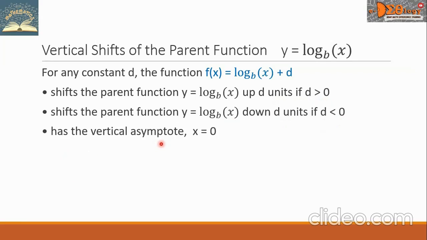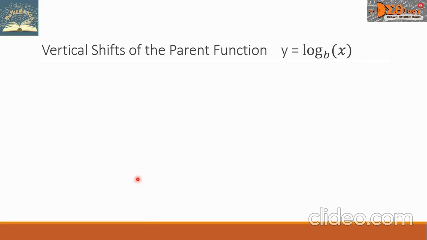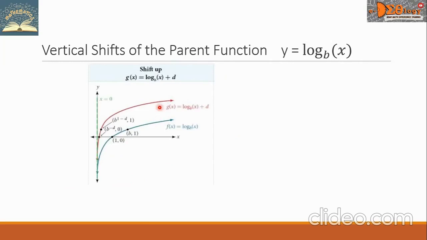The vertical asymptote is x equals 0, or we say that the y-axis itself is the vertical asymptote. The domain has the interval from 0 to positive infinity. The range is from negative infinity to positive infinity. Let us analyze now this shift up function, the g of x. This is equal to log of x to base b plus d.